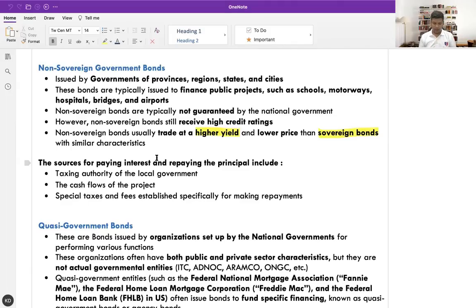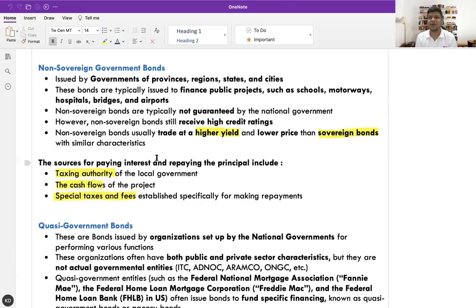Clear? How would they pay me back? Well, for whatever project they have issued the bonds, they will get cash flows from that project, and that cash flow will be used to pay the bond investors, right? For example, the taxing authority of a local government collects penalties and tolls, right? Toll collection from the roads. The cash flow of the project, as I said, toll collection, can be an important cash flow. Special taxes and fees are also established specifically for making this type of payment.